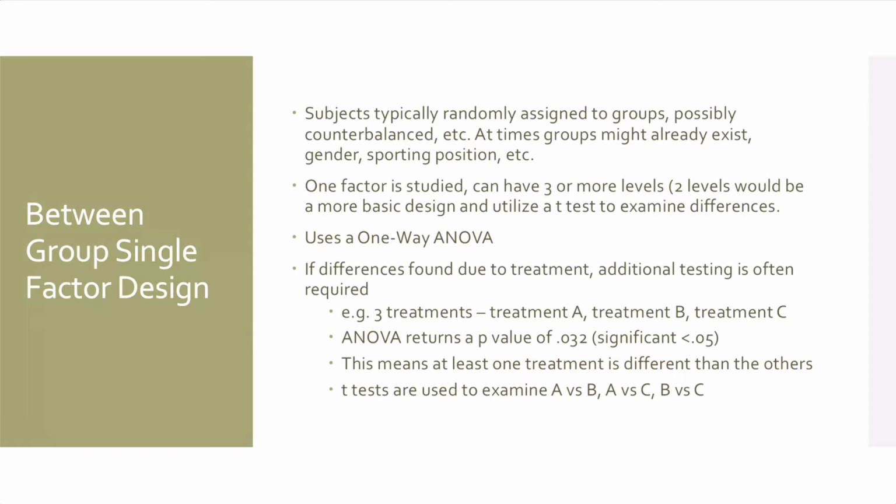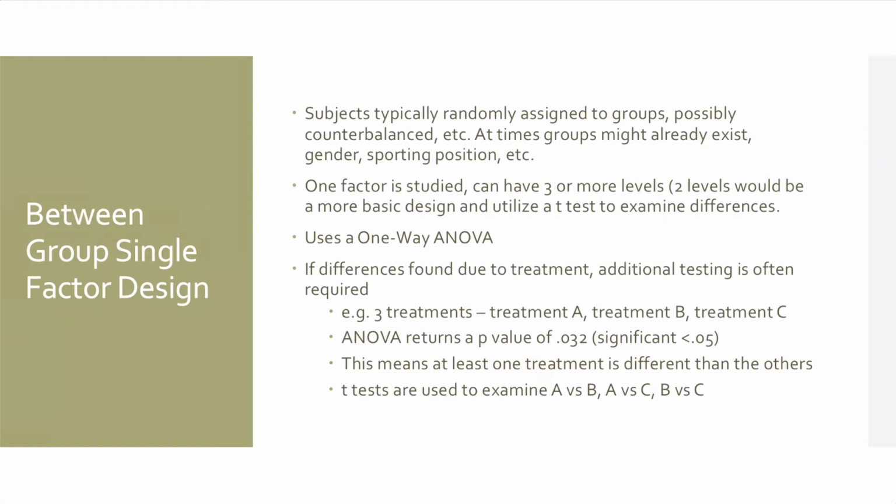We want to keep males and females about equal in each of the groups, potentially. If we're working with a specific team type, we might want to have some of each position in each group. So there may be counterbalancing in terms of this random assignment to groups. At times, the groups might already exist, so we don't actually assign them, but we're comparing men to women, or forwards to defense players in soccer, or offensive players to defensive players in football, and so on. But these groups typically either are going to be randomly assigned or they're pre-existing.